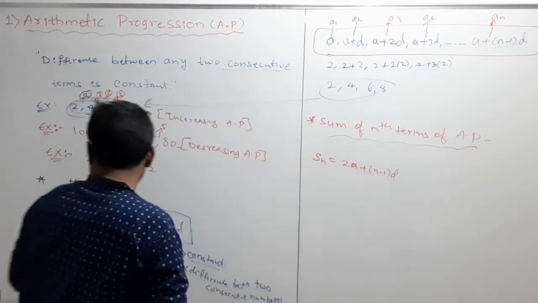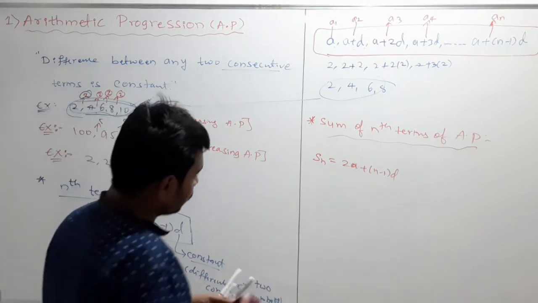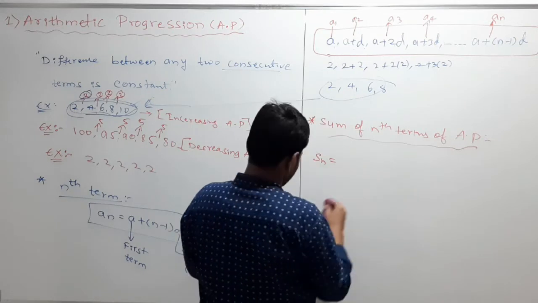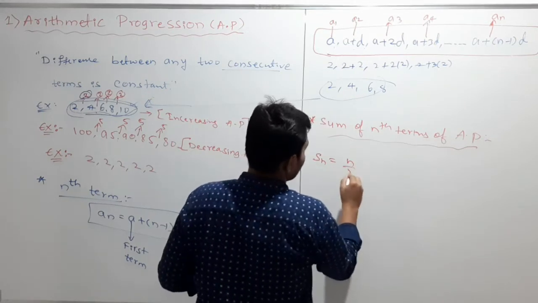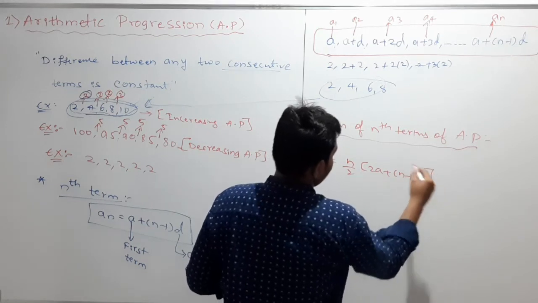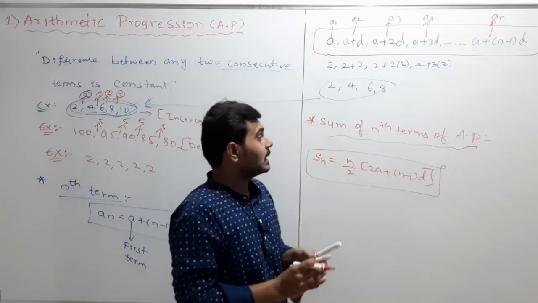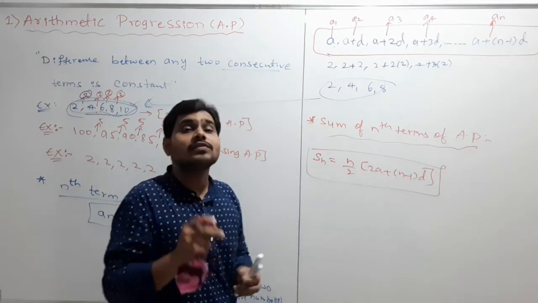I'll write here. The formula you can write is n by 2 into 2a plus n minus 1 into d. So this is the formula to calculate the sum of the nth term of the AP.